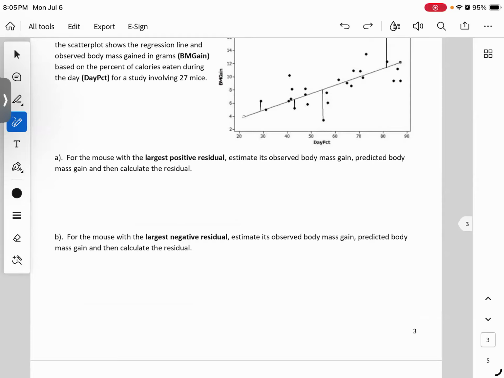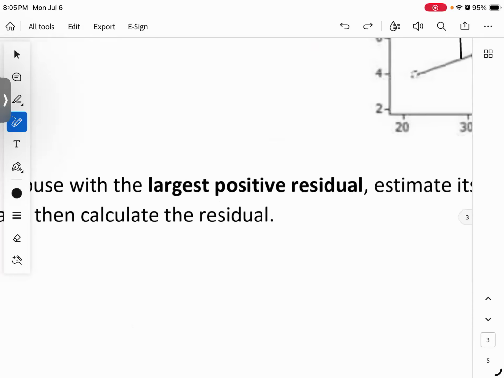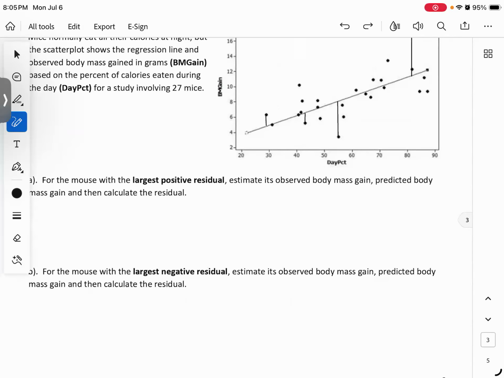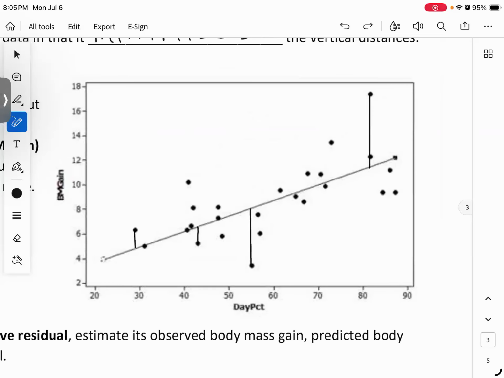So for A, this was a study about mice and how much weight gain they were experiencing depending on how many calories they ate throughout the day. For A, when it asks to find a mouse with a really large positive residual, it wants us to calculate the residual for that mouse. That's going to be this one right here. That is the dot that's furthest above the regression line, so that's the one that has the largest positive residual.